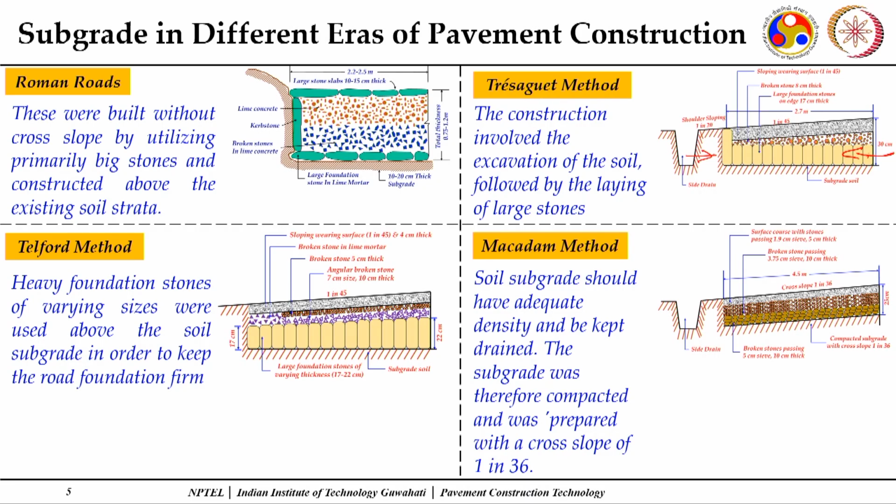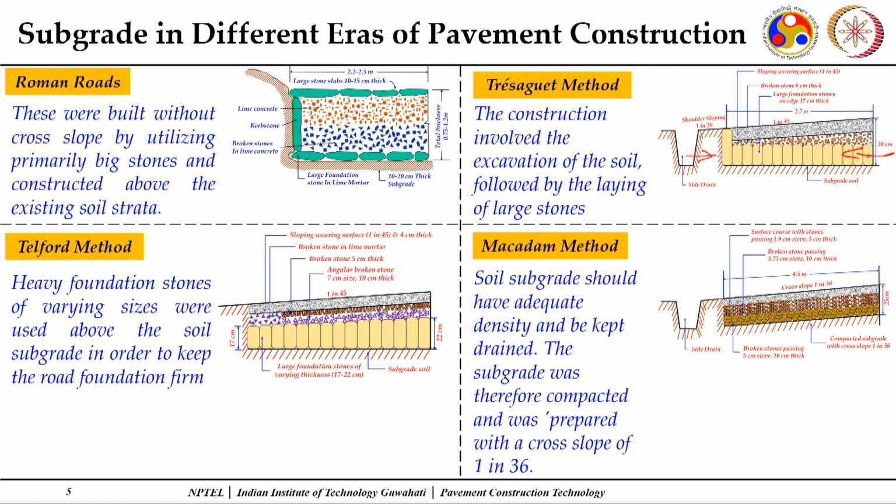Then on the top the smaller stones are provided, and finally the top surface was having a slope. This slope was allowing the rainwater to drain from the surface. So this is a conventional representation of the Tresaguet method of construction.